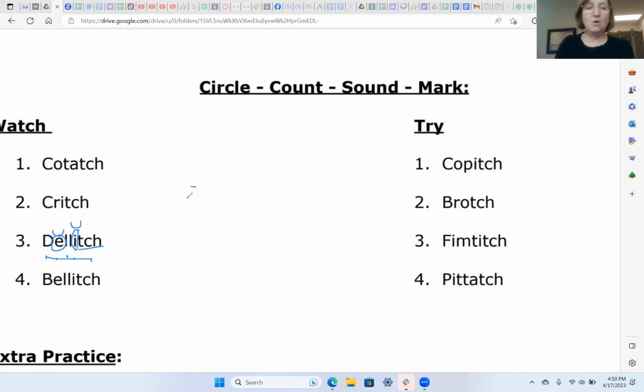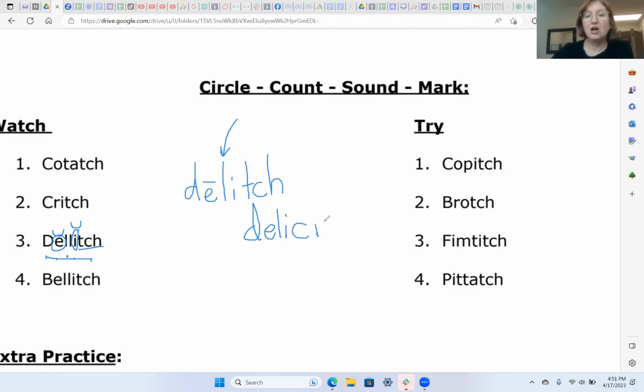What would it have said if it looked like this? Just to yourself, what would this have said with only one L? Just say it to yourself, and I'm going to say it in a minute, so see if you got it right. What would that word have said? Yeah. So if there's only one L, that E is going to say its name. So that would be delich, delich. That's why the word delicious has a long E right there.